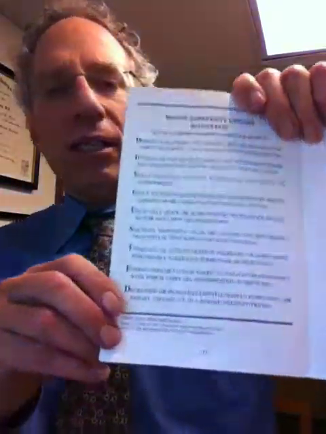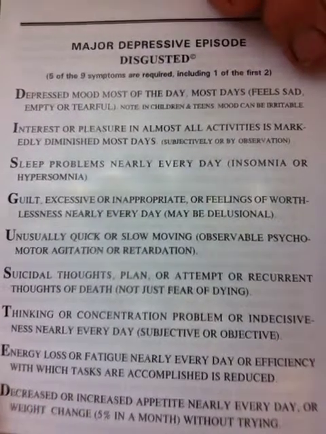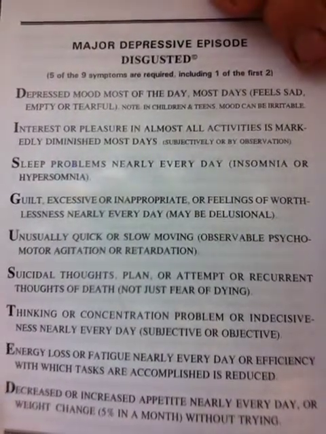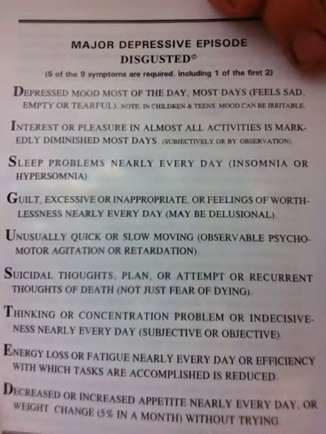So in that criterion, somebody might be very stiff and talking very slowly. That's psychomotor retardation. Somebody who's really agitated, can't sit still, can't stay still, that's psychomotor agitation. That's the U criterion. The S is suicide: suicidal thoughts, plan, or attempts, or dwelling on thoughts of death nearly every day. The T is for thinking or concentration problems, or indecisiveness most days, most of the day.